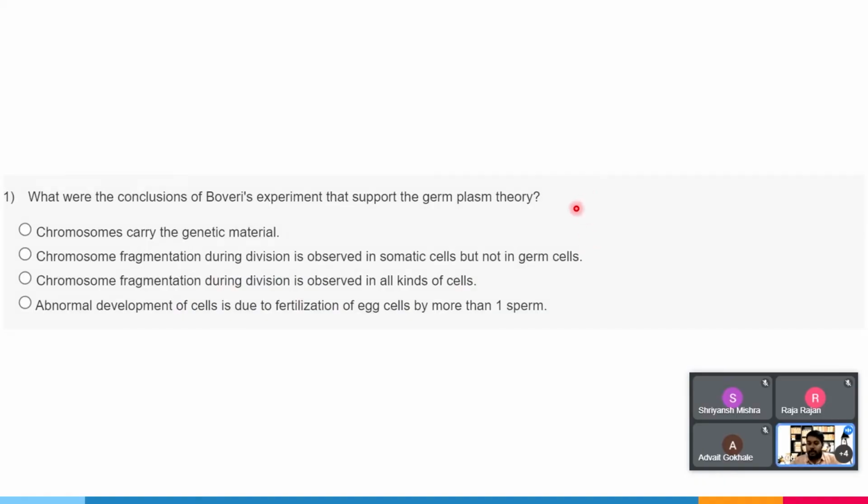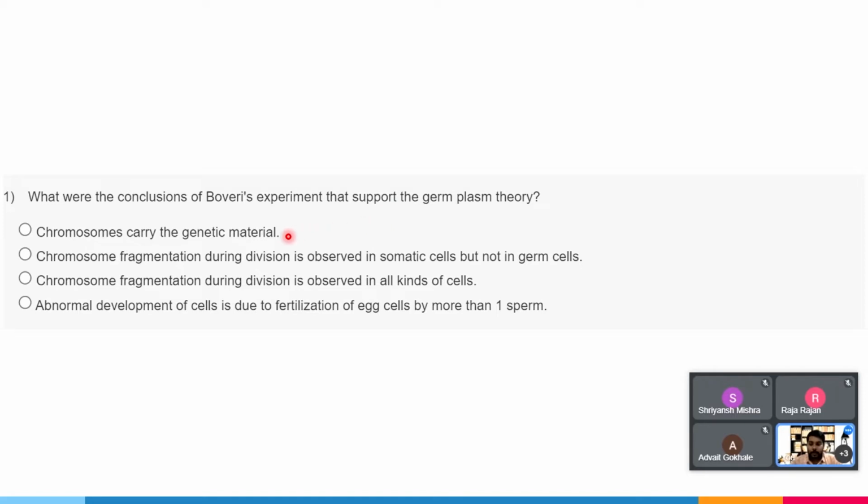So, based on the previous two questions, we have a third question, which tells us what were the conclusions of Boveri's experiments that support the germplasm theory. So we have just seen Boveri's experiments on Ascaris, which dealt with chromosome diminution, and we have also looked at germplasm theory in the previous question. So both of them are together in this particular part. So what are the conclusions of Boveri's experiments that support the germplasm theory?